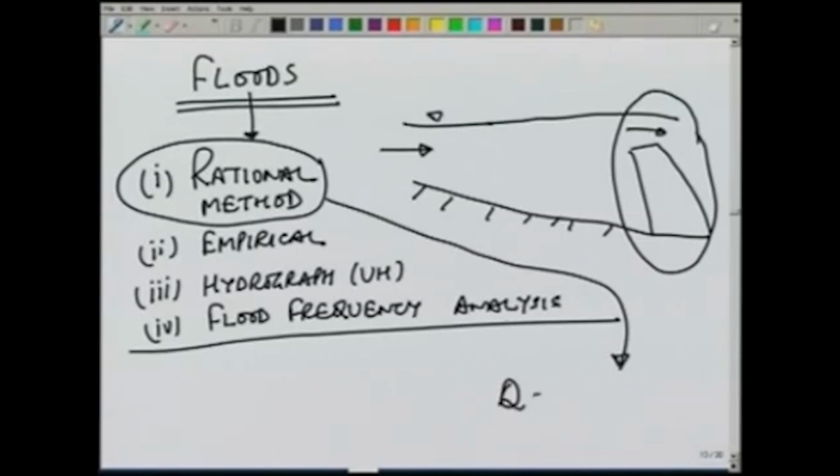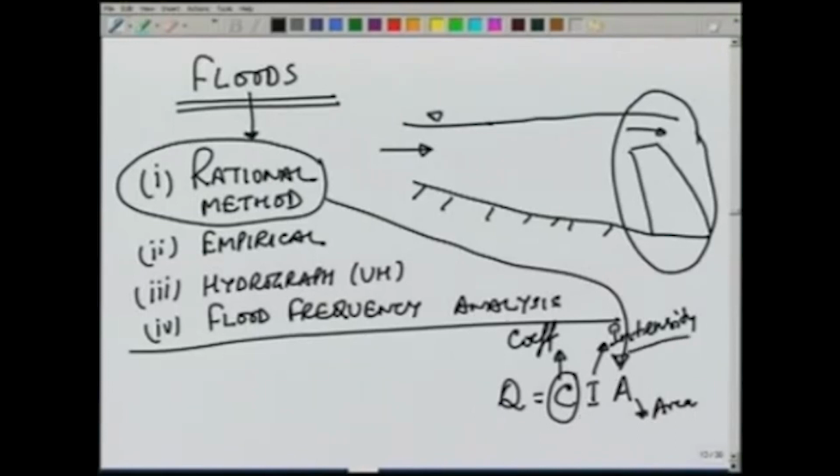In the rational method, we estimate the maximum flood as a coefficient C, and intensity I, and the catchment area A. Now, this runoff coefficient C varies widely from area to area and there are values given for this. I is the intensity of rainfall occurring over the catchment.